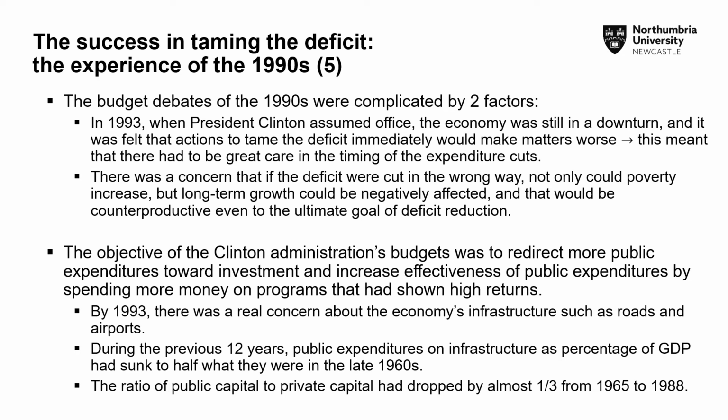Also, there was concern that if the deficit were cut in the wrong way, not only could poverty increase, but the long-term growth could also be negatively impacted. And this would be counterproductive even to the ultimate goal of deficit reduction. Moreover, the Clinton administration's objective was to redirect more public expenditures towards investment and increase effectiveness of the public expenditures by spending more money on programs that had shown higher returns.